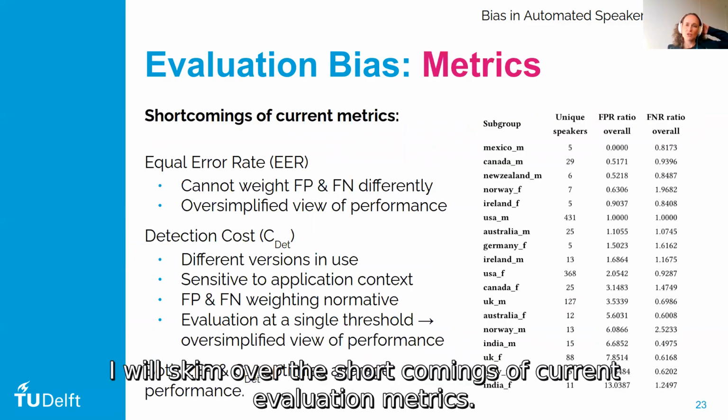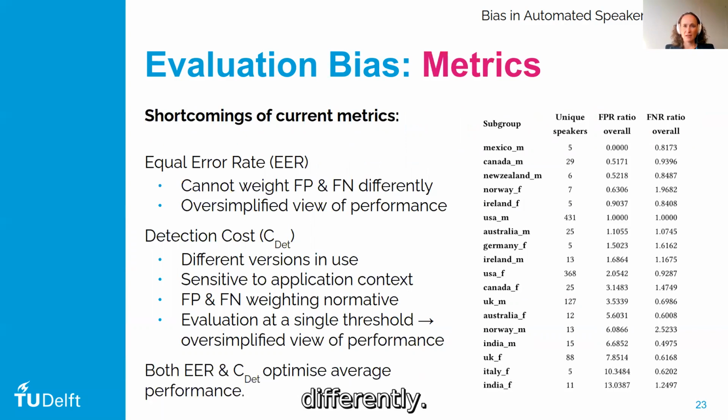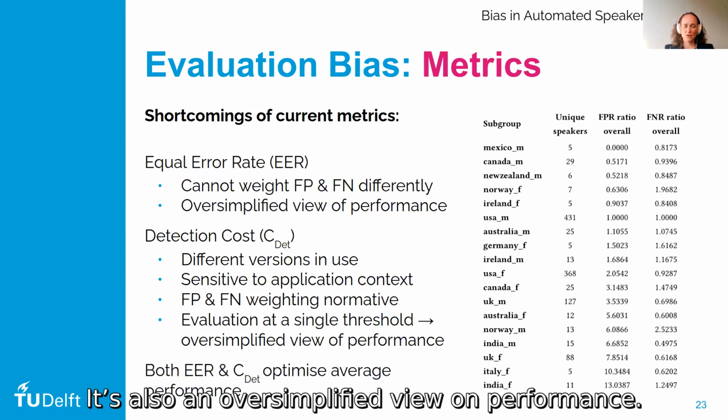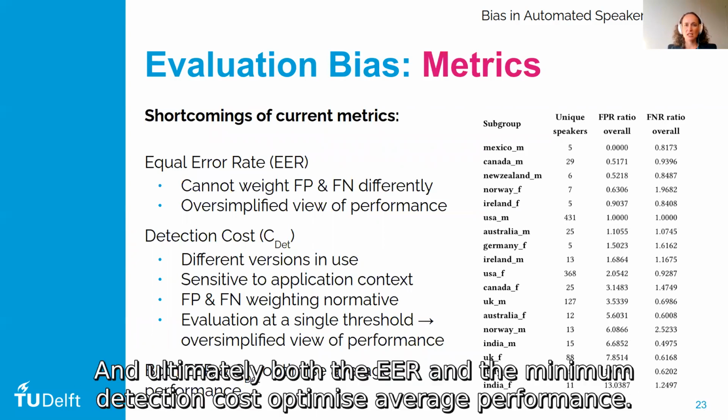I will skim over the shortcomings of current evaluation metrics. The equal error rate, which is frequently used, cannot weight false positive and false negatives differently. It's also an oversimplified view on performance. The minimum detection cost has its own challenges. And ultimately, both the equal error rate and the minimum detection cost optimize average performance.